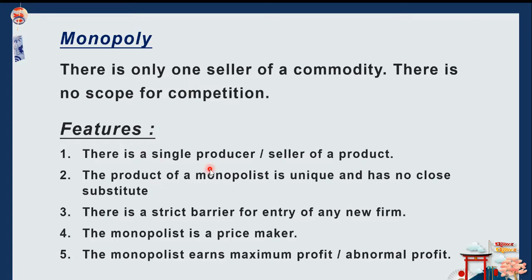There is a single producer, seller of a product. So only one, there is only one producer. If you take electricity, who produces electricity? The government only. Yaradu veetla okkanda electricity produce panna mudiyuma? Mudiyave mudiyadu.